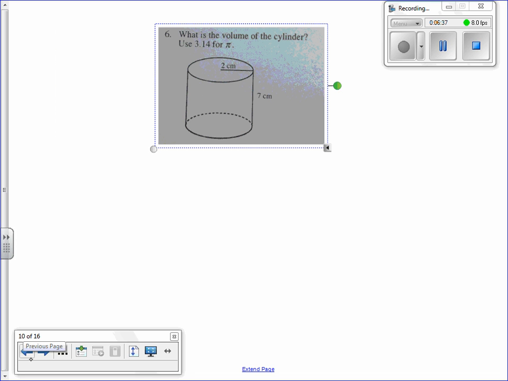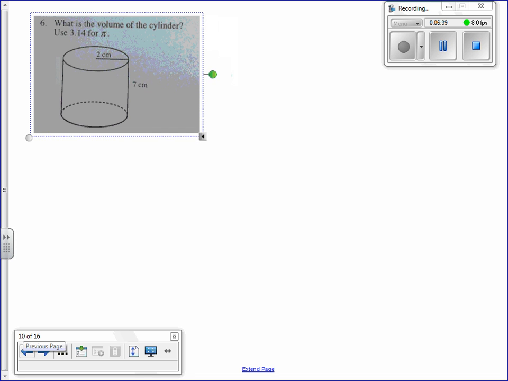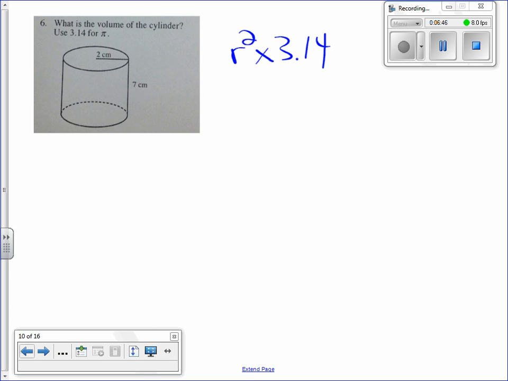What is the volume of the cylinder? Well, in order to find volume, I have to find the area of the base first, which would be radius squared times 3.14, because we're dealing with a circle. The radius is 2. 2 squared times 3.14. 2 times 2 is 4 times 3.14. I'm going to go ahead and rewrite it over here.